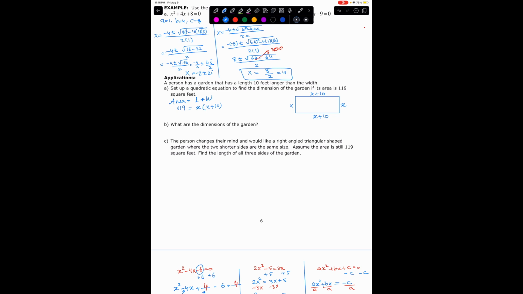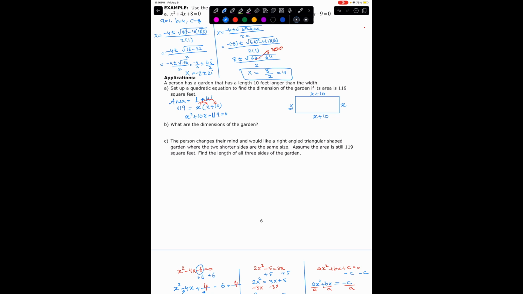We set it up. If we want to take it further, I'm going to distribute the x inside and then make the right-hand side 0. So this is going to be x squared plus 10x, and then minus 119 equals 0. What are the dimensions of the garden? The dimensions of the garden depend on the value of x. So if I could find the value for x, then I will be able to find the dimensions of the width. And from that, I can find the dimensions of the length.